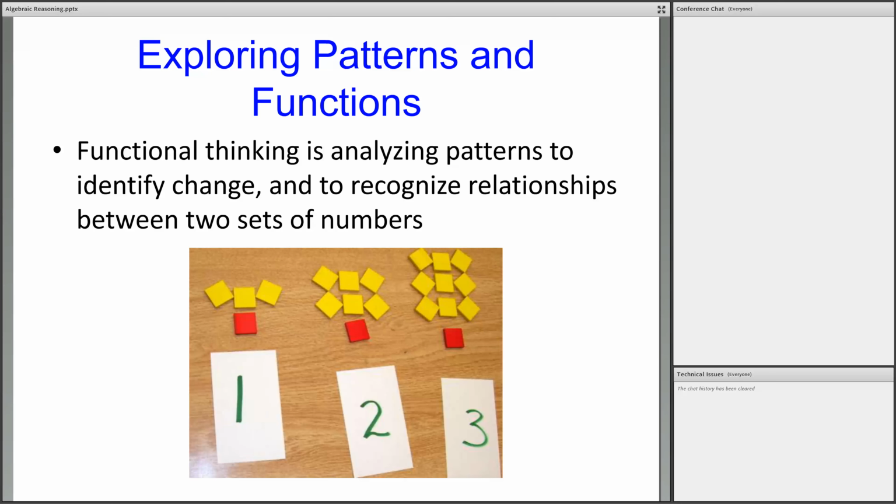So when we think about patterns and functions, functional thinking is analyzing patterns to identify change and to recognize relationships between two sets of numbers. And again, if we think about functions formally and we go back to secondary school, we're talking about in elementary school getting kids to recognize these relationships between two sets of numbers, but not in the kind of formal way that we do in secondary school.